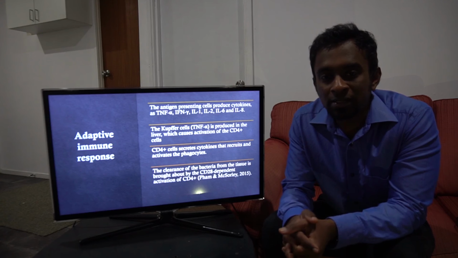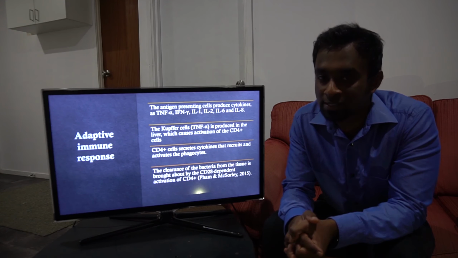The Kupffer cells are produced in the liver, which causes activation of the CD4 plus cells. CD4 plus cells secrete cytokines that activate the phagocytes. The clearance of the bacteria from the tissue is brought about by the CD28 dependent activation of CD4 plus cells. Interaction between B and T cells is required for the activation of the antibody response and isotype switching of the antibody response against the isotypes.